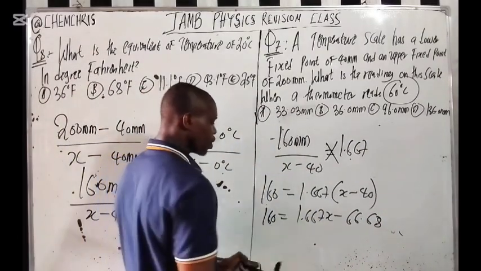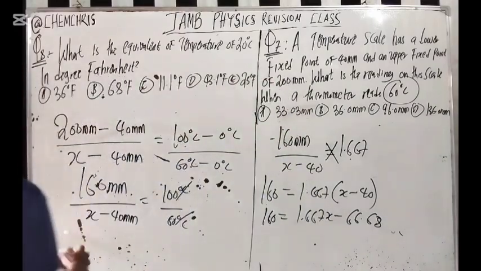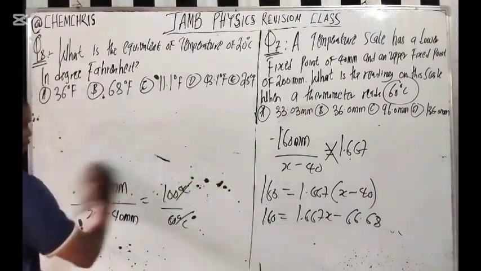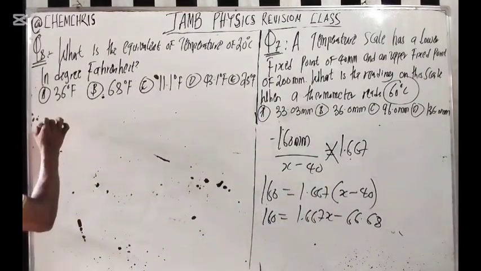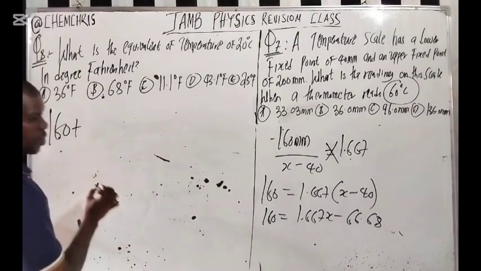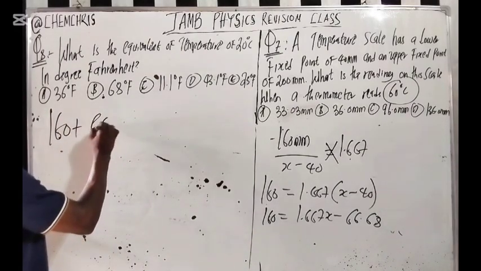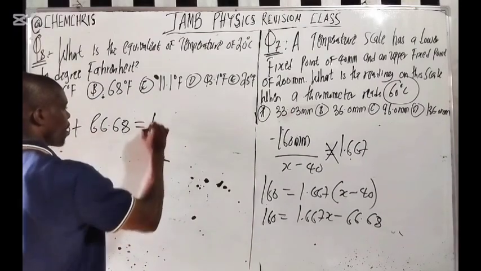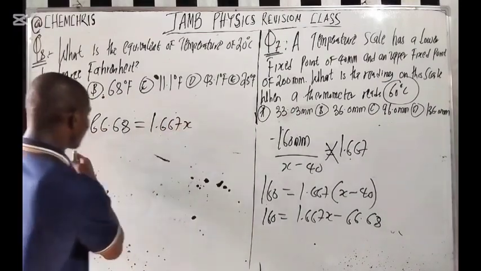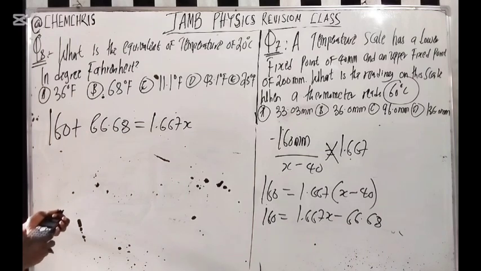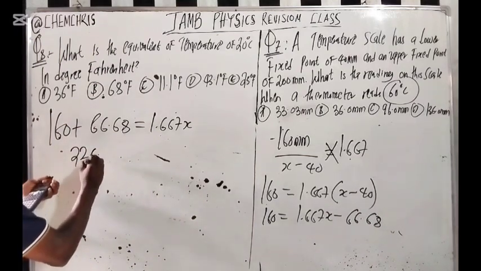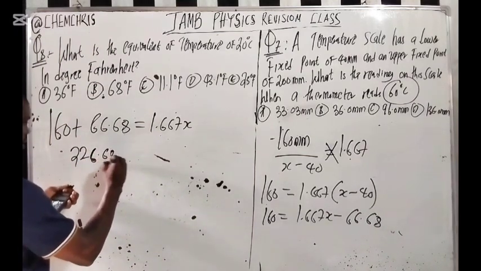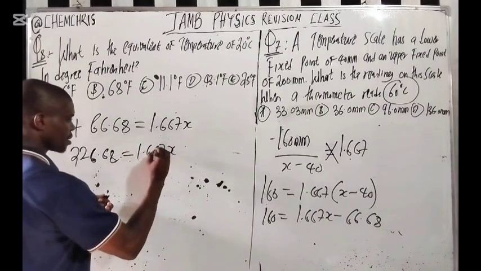So now let's make x the subject of the formula. What do you have here? Moving the other term, you have 160 plus 66.68 equals 1.667x, right? So when added together, 160 plus 66.68, you have 226.68 equals 1.667x, right?